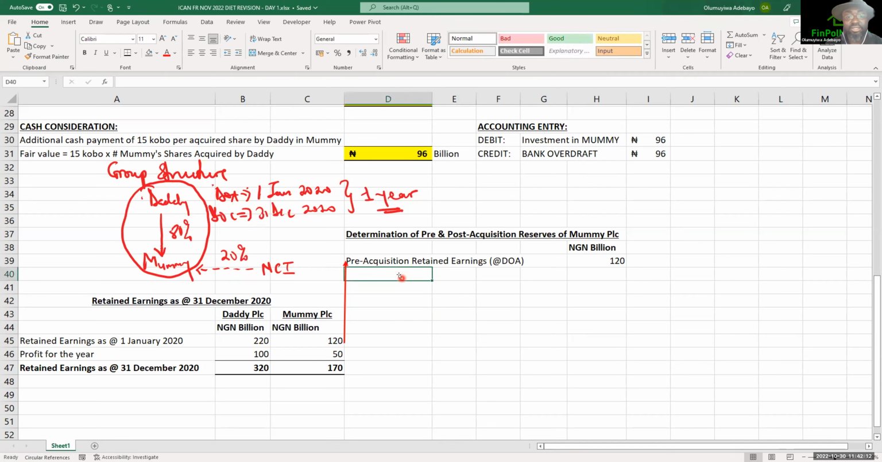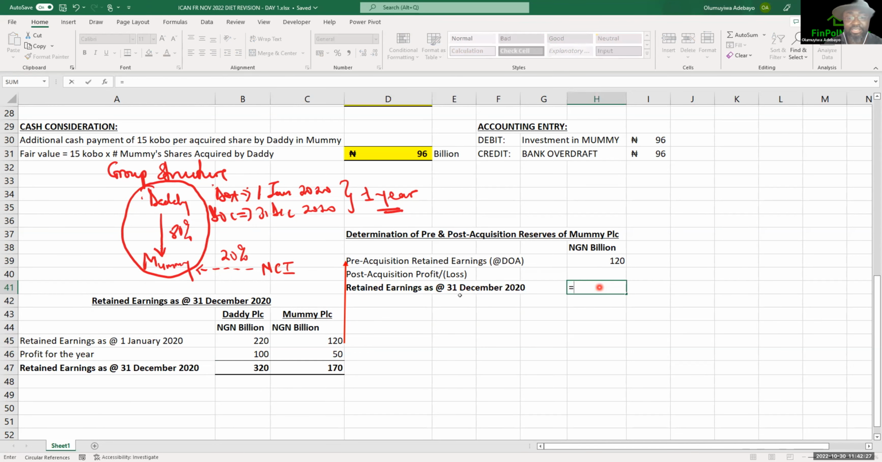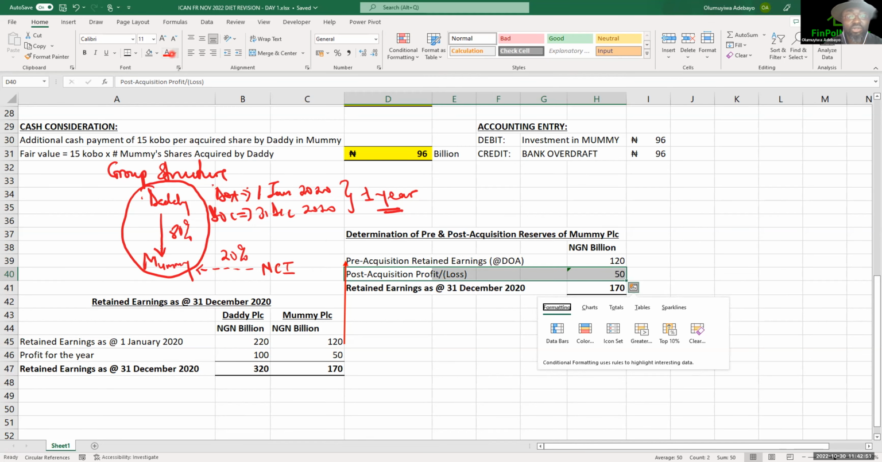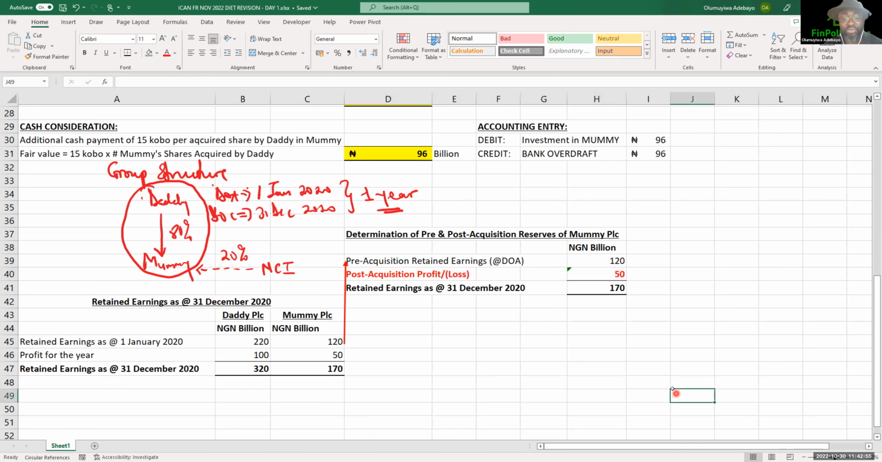Okay, that is that. Now, my post-acquisition profit or loss is a function of my retained earnings at the end of the year, which in this case is 170. And therefore, all things being equal, it is the movement between this end and the pre-acquisition that gives me my post-acquisition, which is what I'm looking for. Fortunately, it coincided with this, all because acquisition took place at the exact beginning of that year, which means that the entire profit in that year is post-acquisition.